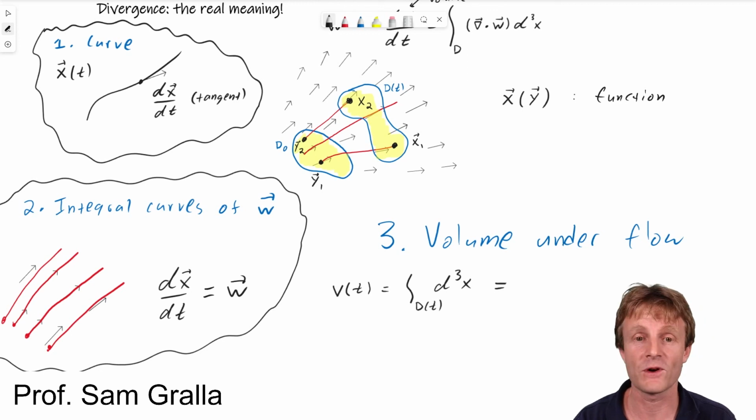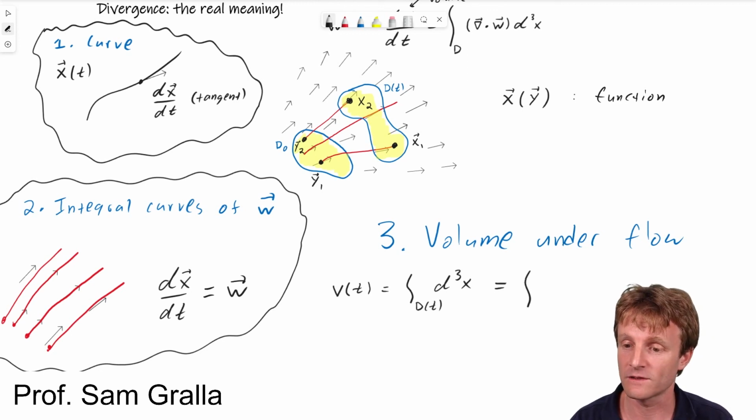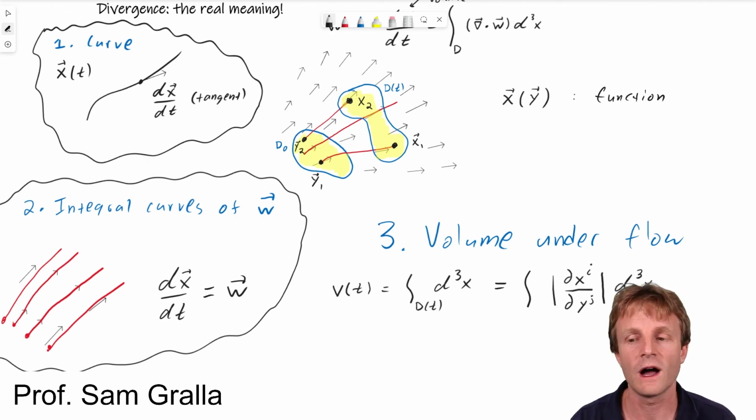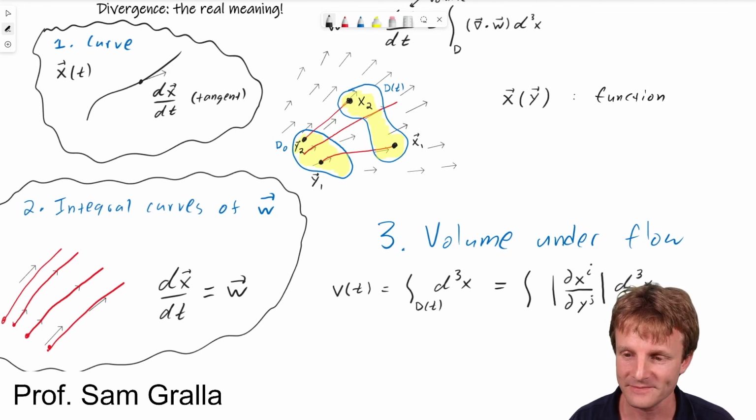Because now, if you remember how integrals change under changes of coordinates, we need to put in here a factor of the Jacobian matrix, which I'm going to write as ∂x^i/∂y_j, where i is 1, 2, 3, or if you're in d dimensions, 1 through d, and where again j runs 1, 2, 3, or 1 to d. The vertical bars mean the determinant, and now I have d³y, or d^d y if you're in d dimensions. And what's the region we integrate over? Well, it's not D of t now, it's D of 0, right?